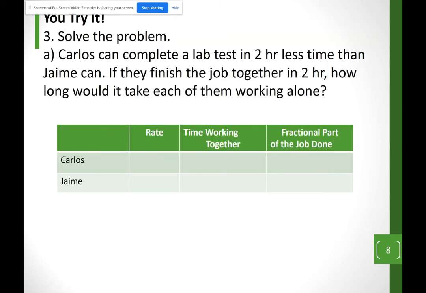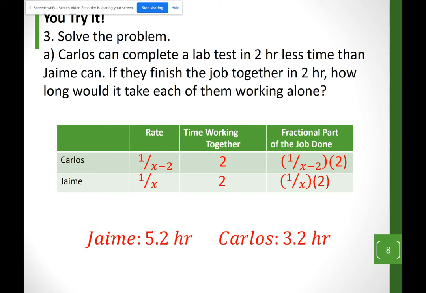Now, this is for you guys to try. This is how your table should look like. And you guys will get that Jaime gets it done in about 5.2 hours. And Carlos gets it done in about 3.2 hours.